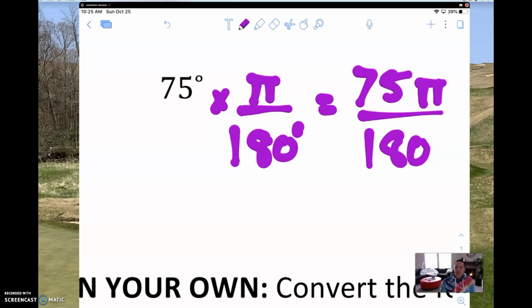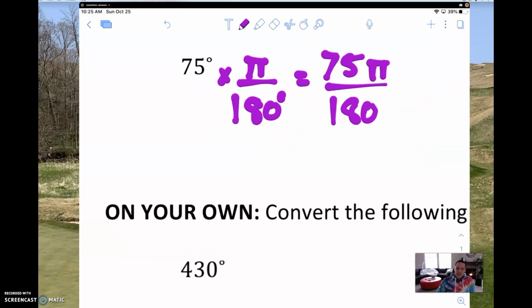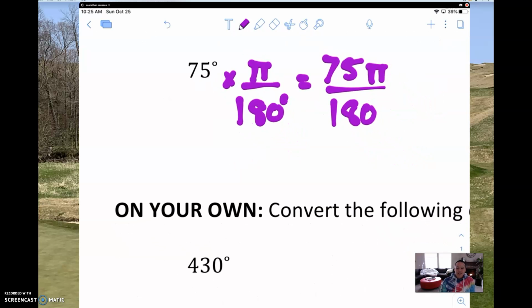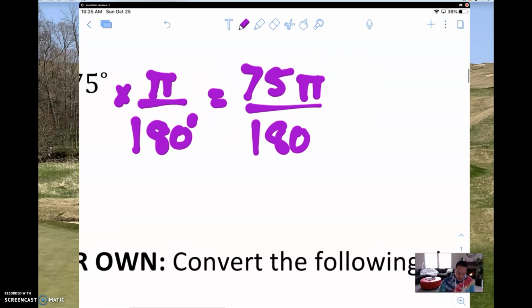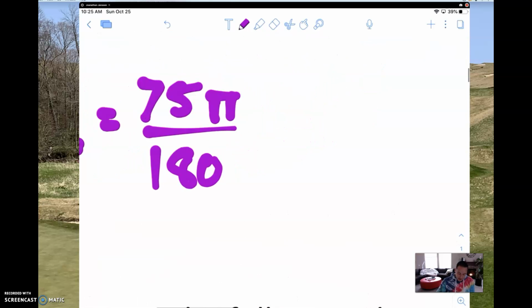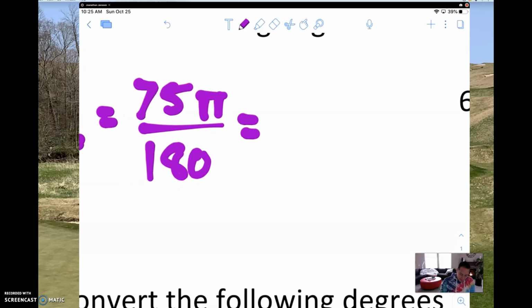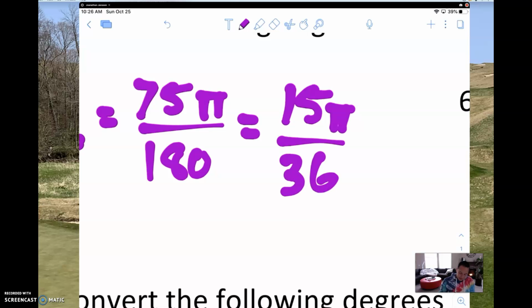And now we can reduce that. So if I want to reduce this, we could divide the top and the bottom by, one obvious answer you might come up with is 5. Let's start by reducing it by 5. So if I take a 5 and divide it on the top and bottom, we would have 15 pi over 180 divided by 5, it's 36.